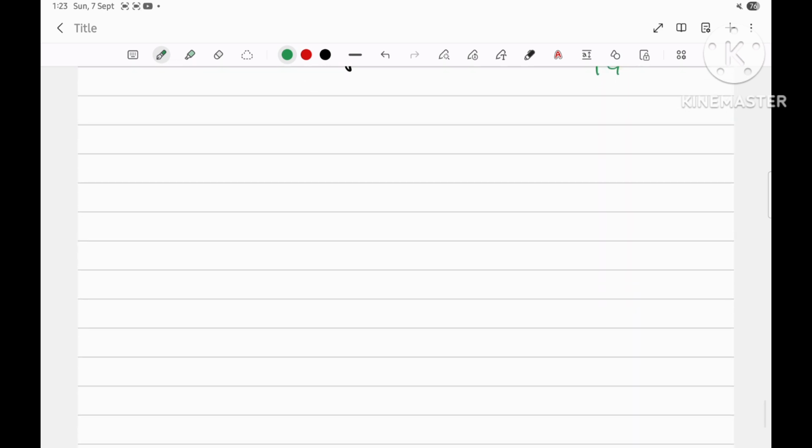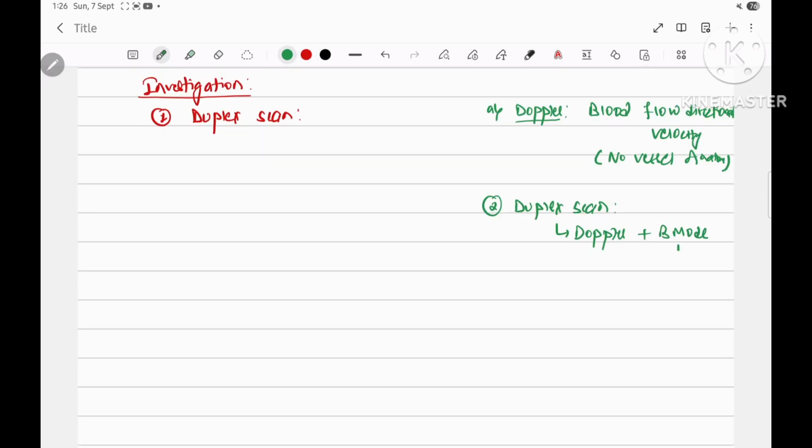Now after doing these tests, we move to our investigations. During investigation, the most important one is the duplex scan. The duplex scan is the investigation of choice. There are three types of scan. In duplex scan, we can see the blood flow direction plus velocity plus vascular anatomy also. So one is flow velocity, and another is the vascular anatomy.